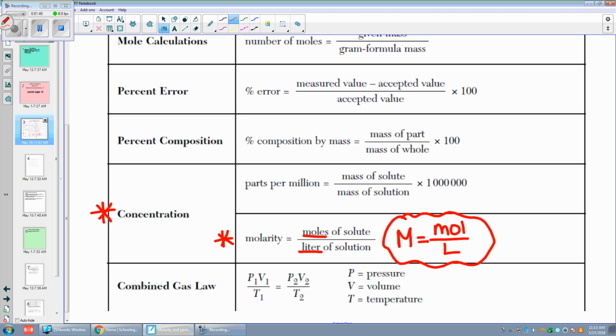And I'm also going to learn today about parts per million. Parts per million is when I take the mass of the solute over the mass of solution. I times it by, you got it, 1 million. That's for very, very small things. So we'll start with molarity first.